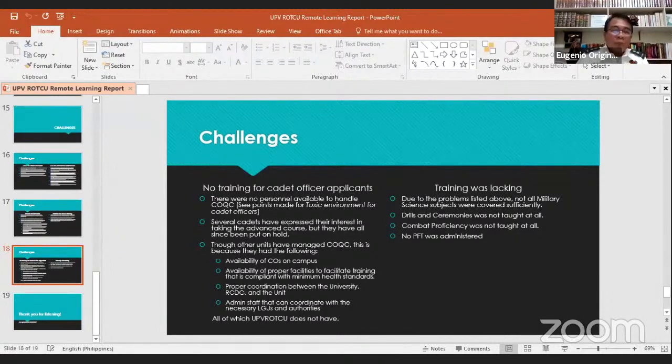For your information, we have here the sample of the subjects that we asked them to work on. And this is the subject on interior guard duty. Here, this is the subject that we asked them to answer. This is about interior guard duty. Please take time to read this assignment given to the cadets.